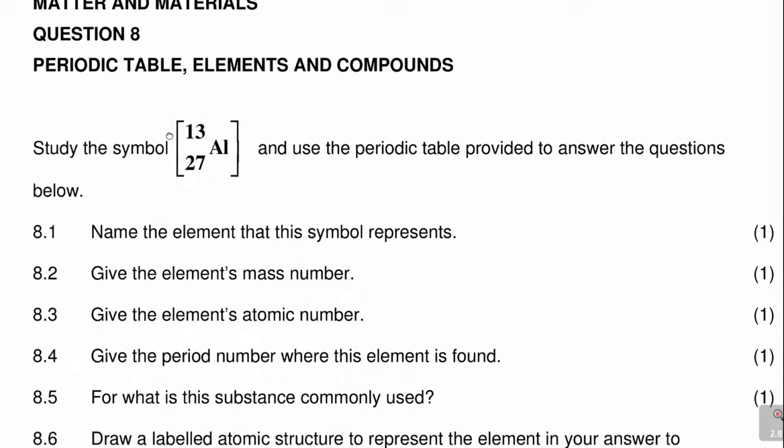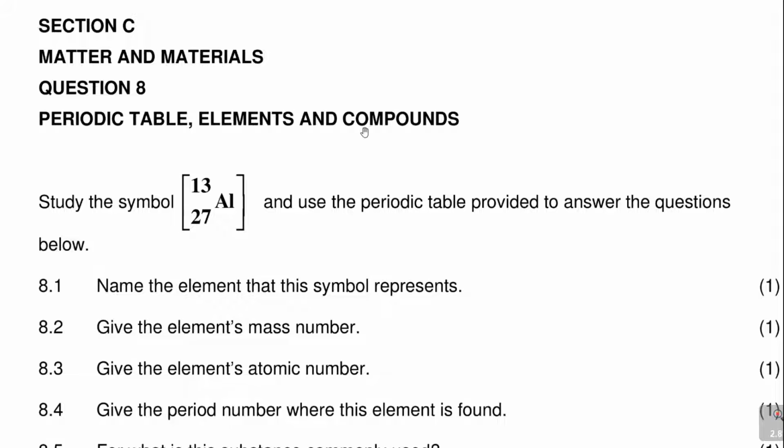Now let's start with question number 8. It says periodic table elements and compounds. Here, first question, it says study the symbol, and then there is the symbol 13, 27, and use the periodic table provided to answer the questions. So let's go and identify this particular symbol in the periodic table.